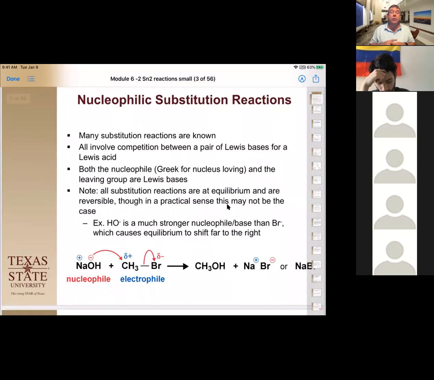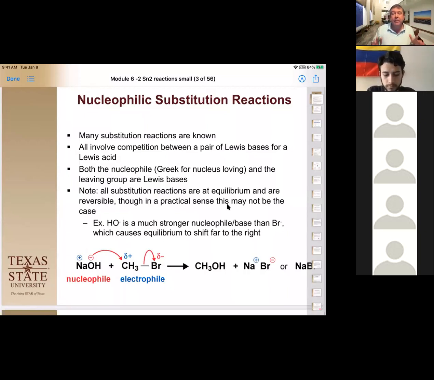The S stands for substitution, so we're basically taking something and displacing it with something else. We're breaking one bond and forming a new one. That's the substitution reaction. Now we're doing it nucleophilic; that's what the N stands for. So the S stands for substitution, the N stands for nucleophilic, and the 2 stands for bimolecular.